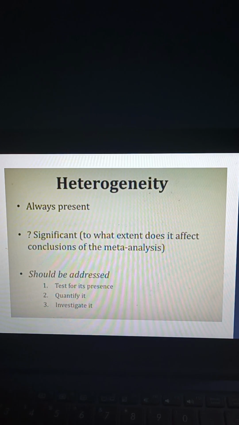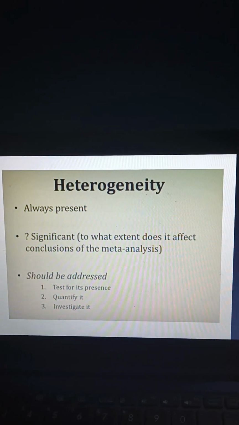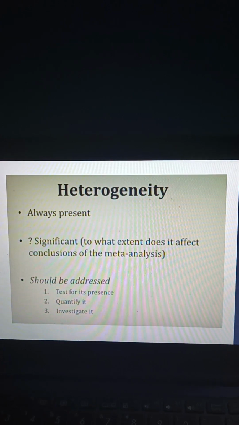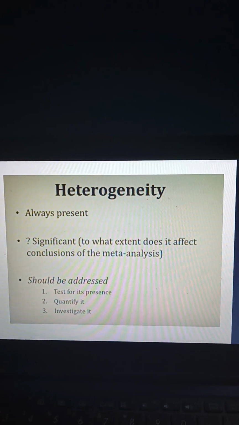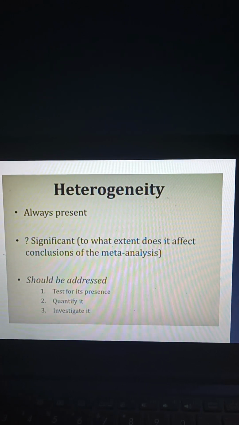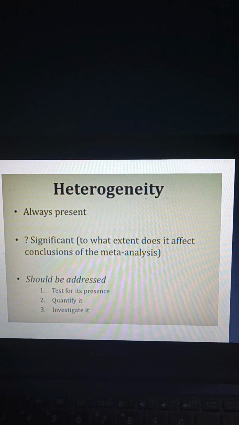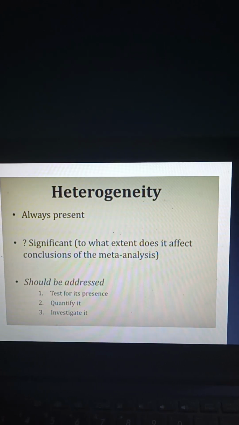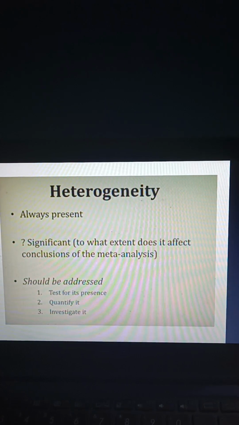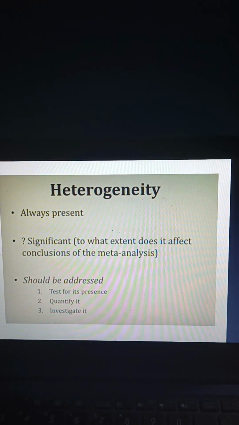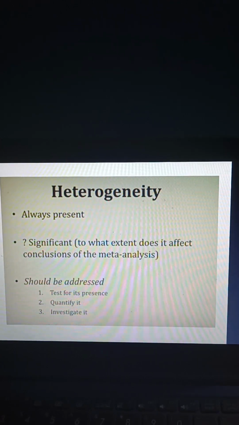Heterogeneity is always present, but is it significant? To what extent does it affect the conclusions of the meta-analysis? It should be addressed. We should test for its presence, quantify it, and investigate it. That is how we should address heterogeneity in studies.